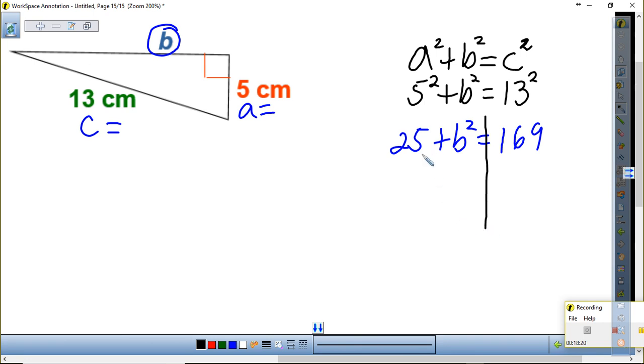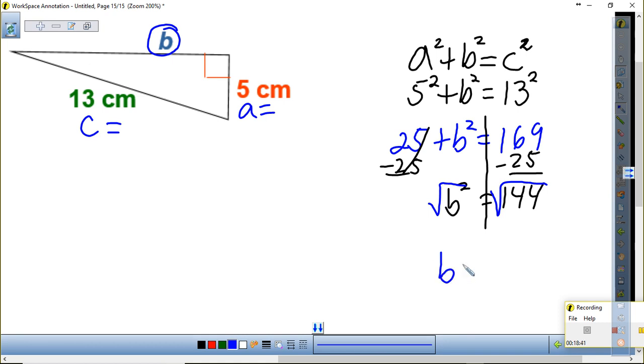So line down the equal sign. We need to solve for B. So what do I do, everyone? Subtract 25. We're left with B squared equals 144. And we take the square root to cancel that square. Whatever we do to one side, we do to the other. So B equals plus minus 12. However, do we use a negative in this case? No. So when you give me your answer, it has to be B equals 12 centimeters, because we don't deal with negatives for time or distance.